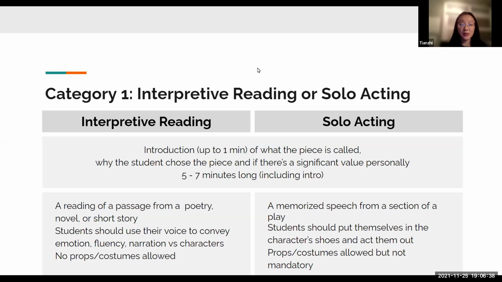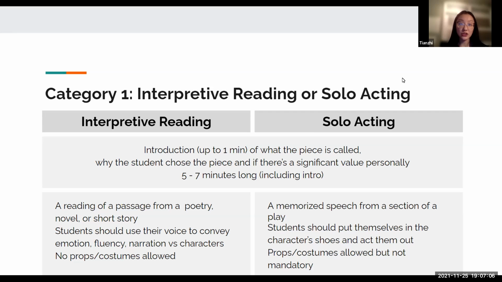Ideally, this is going to be something that you have read before that you feel really strongly about. So that's the first part: make sure you have an introduction of what the piece is, and then why you chose the piece and how it relates to you. The second thing that is applicable to both is the length of the speech. The length of the speech is 5 to 7 minutes long, including the introduction.